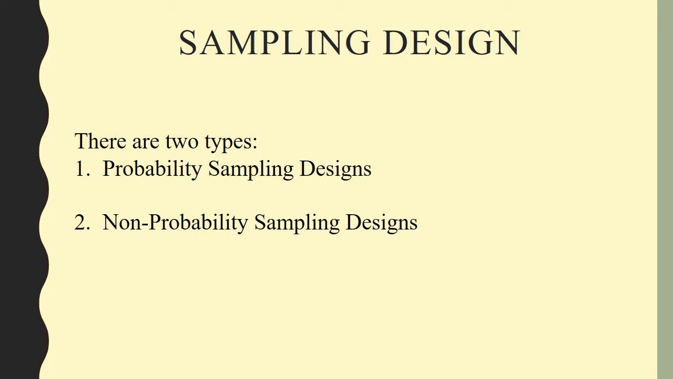Even under non-probability sampling, there are 4 types which we will be covering in this video. They are convenience sampling, judgmental sampling, snowball sampling, and quota sampling. So let's see all these types of sampling design in detail, and I would like to explain them to you with examples.